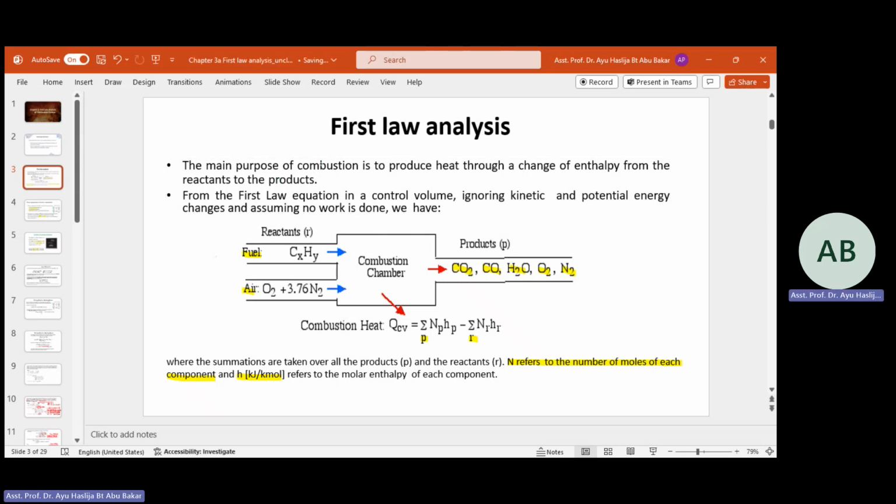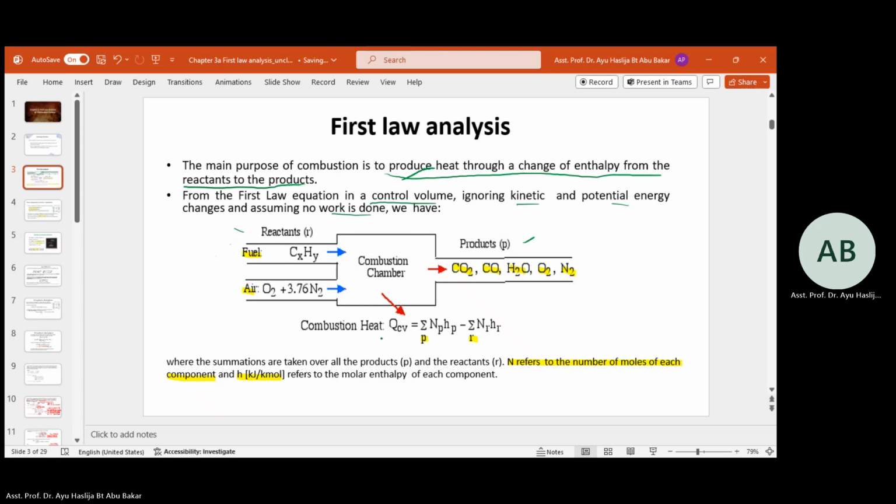Okay, for the first law analysis, the main purpose of combustion is to produce heat, through a change of enthalpy from the reactants to the products. Reactant is your fuel and air, then products are whatever products that you produce. By ignoring, in a control volume, means no changes in the combustion chamber volume. By ignoring kinetic and potential energy, assuming no work done.